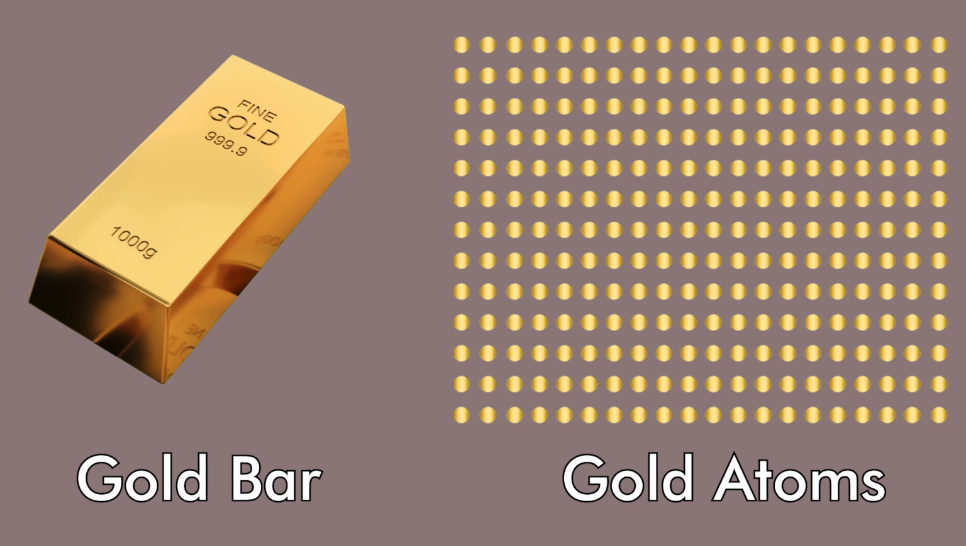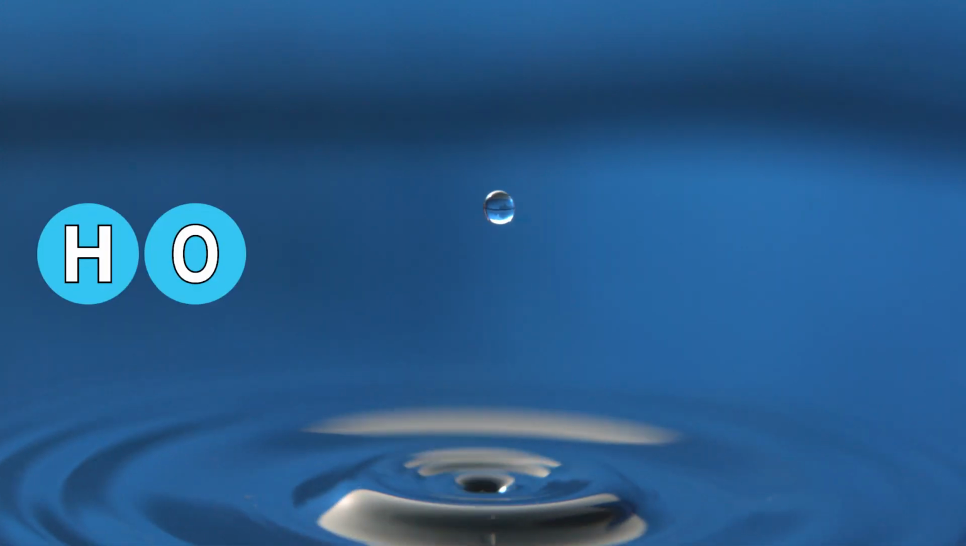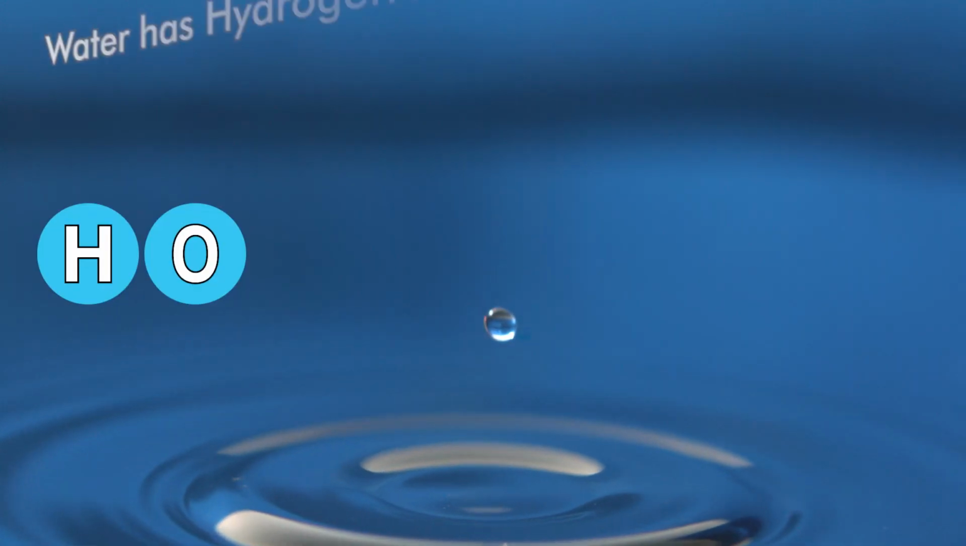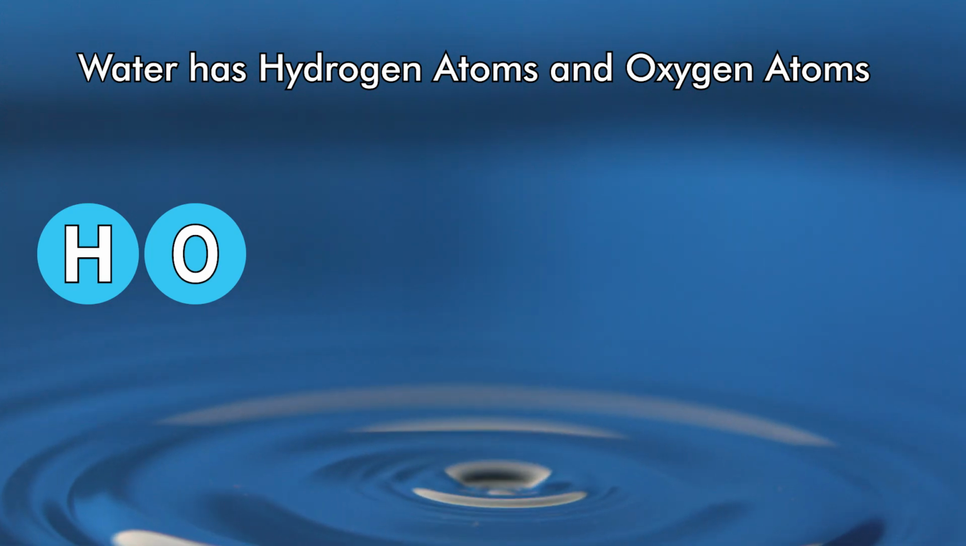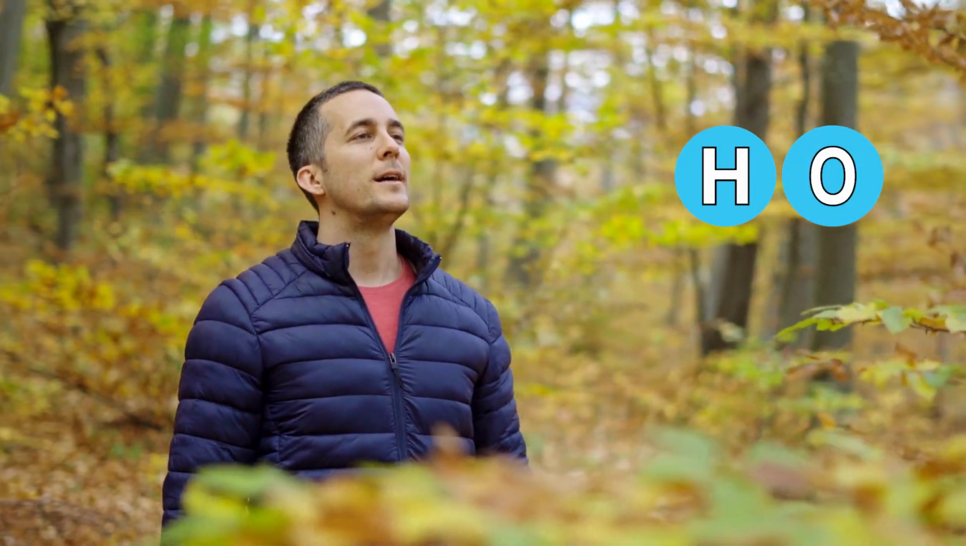Let's look at another kind of substance. This is a drop of pure water. Now suppose we could look very closely at the drop of water. We would find two types of atoms, hydrogen atoms and oxygen atoms. Oxygen is one part of the air around us which we breathe in. There's also a tiny bit of hydrogen in the air. Oxygen and hydrogen are each a kind of gas, whose atoms spread far apart to fill up whatever space that they're in.